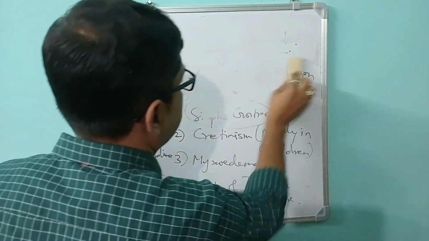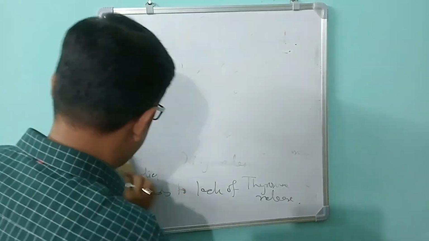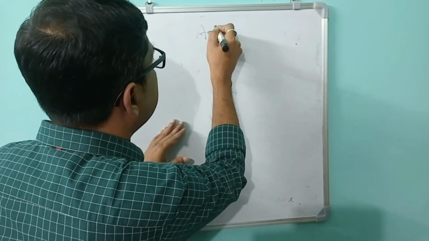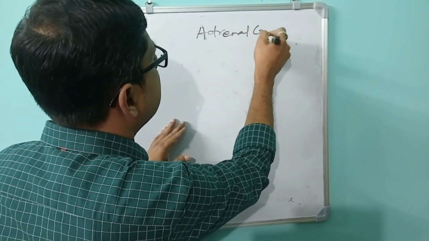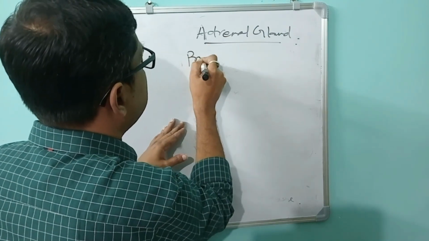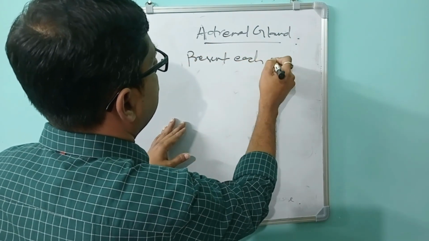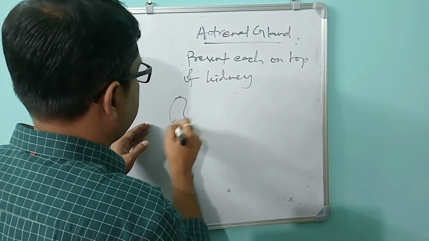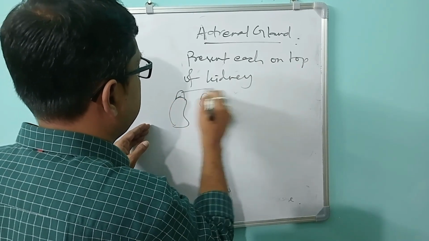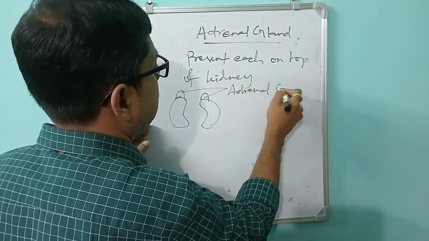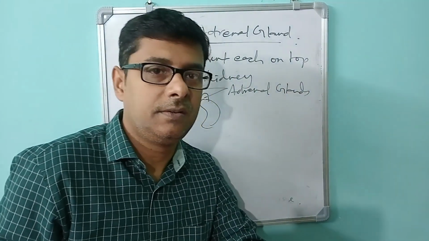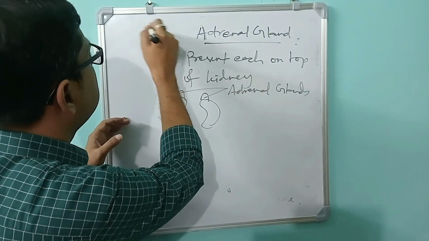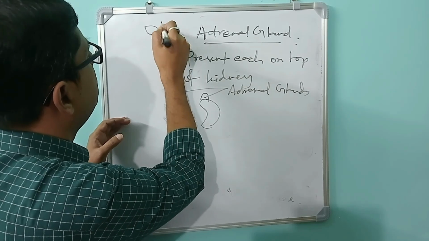Now another gland called adrenal gland. Another endocrine gland is adrenal gland. Present, I have already discussed, each on top of kidney. So if this is our kidneys, a pair of kidneys, these two are adrenal glands. Again one thing, this adrenal gland is also stimulated by pituitary. Here there is pituitary in brain.